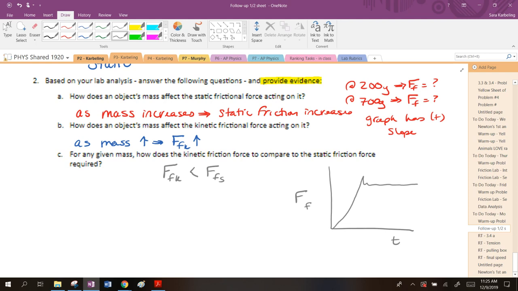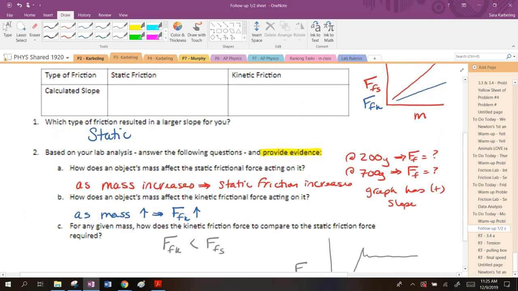And that also relates a little bit to question 1, which was which type of friction has the larger slope? Not only is it larger, but it gets bigger faster. Okay? This is due to, and this is just a little thing that I want to throw out there because I can't not tell you, this thing that we call the coefficient of friction.